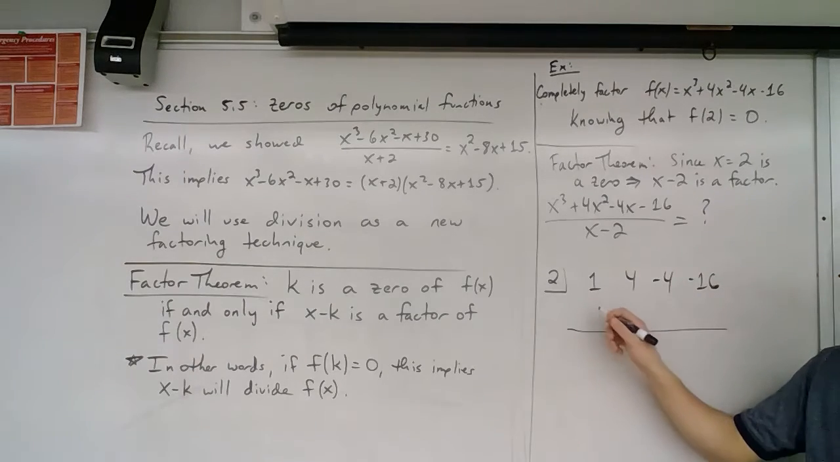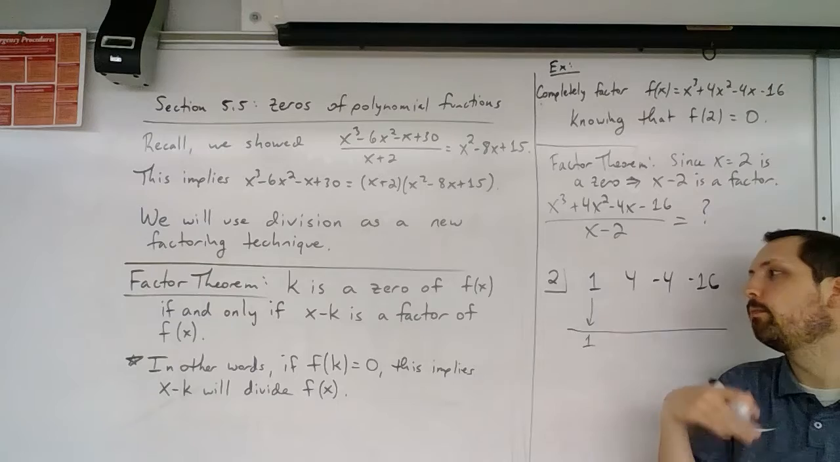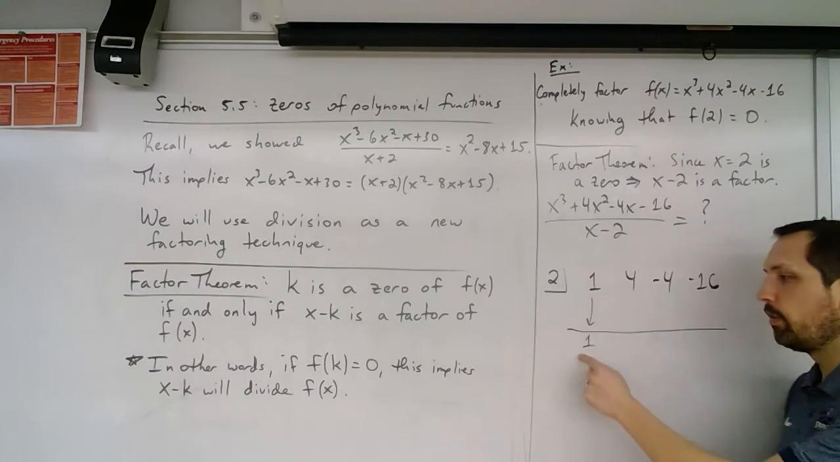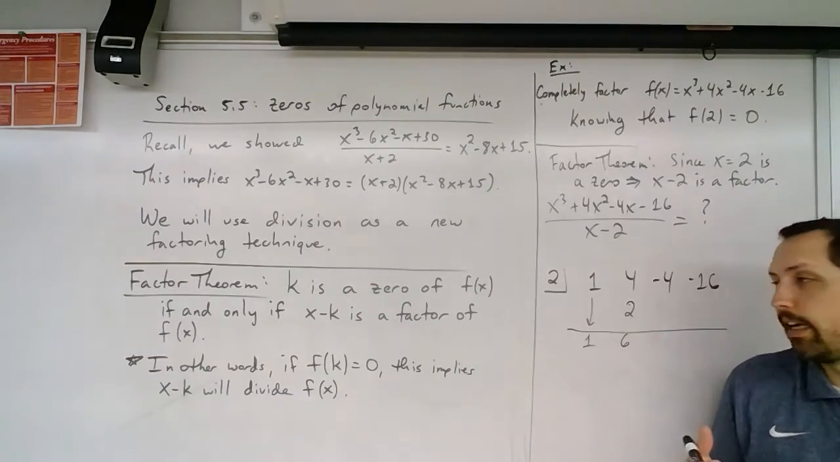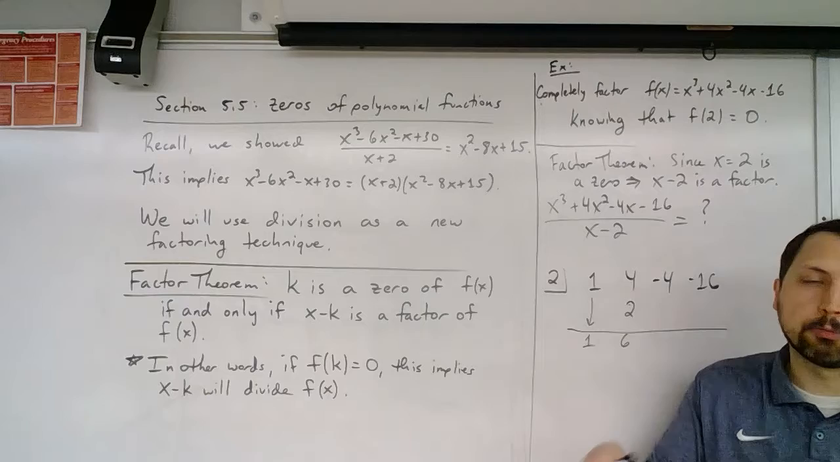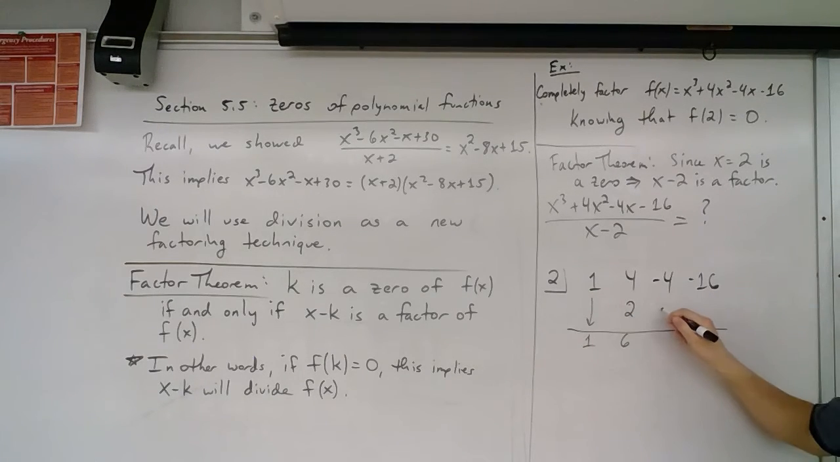And so the first step that we do is we bring down this number. Then we multiply this number times this, and we get 2, and then we add. So remember, we had this acronym of MAMA, this idea of multiply, add, multiply, add. So now that we've added, we're going to multiply, and then we add to get 8. We multiply, and then we add to get 0.